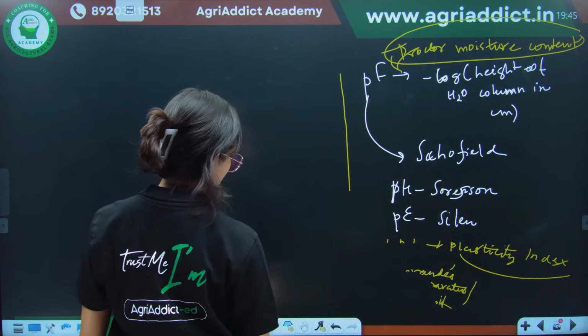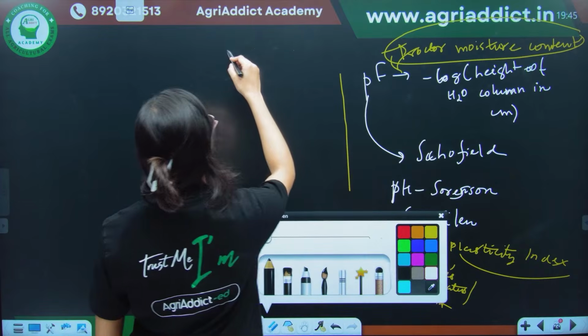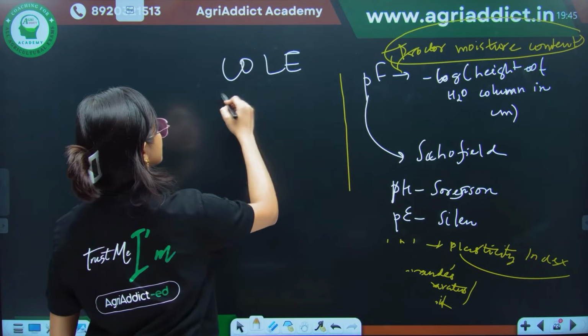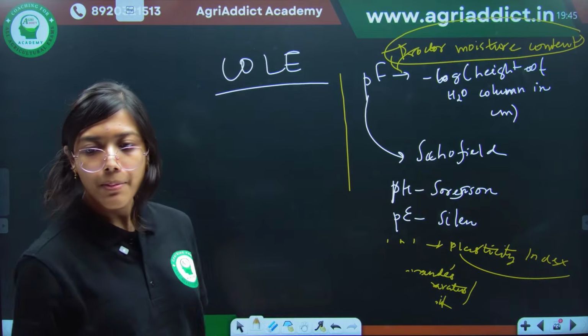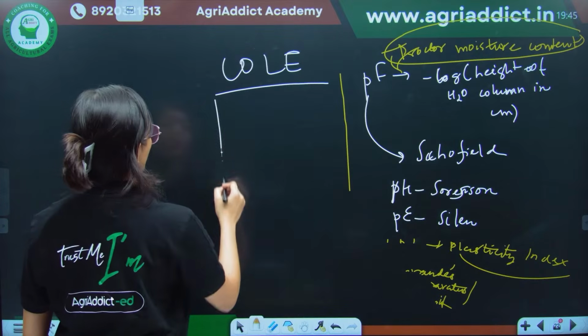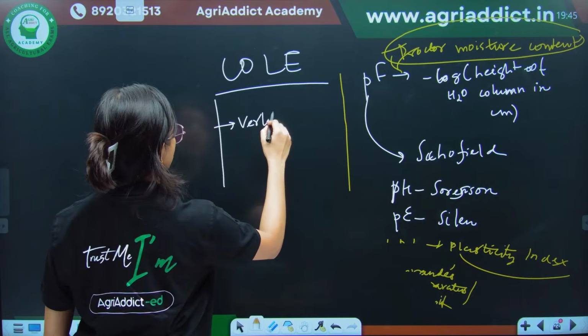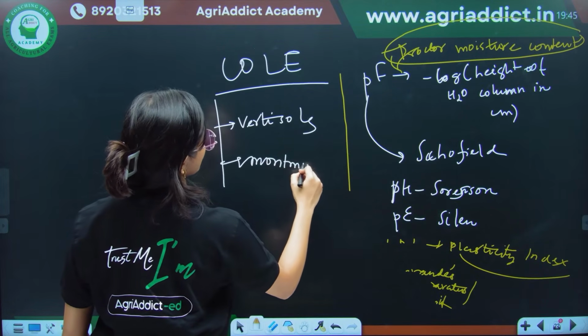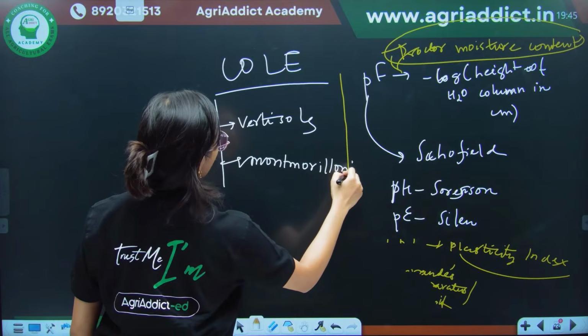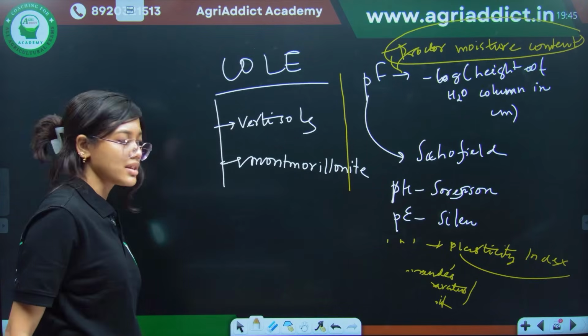Okay. So, you need to know what is COLE. The COLE is the coefficient of linear extensibility. Can anyone write the formula for COLE? And we have, for vertisols and for Montmorillonite type of clay, the different limits of coefficient of linear extensibility.